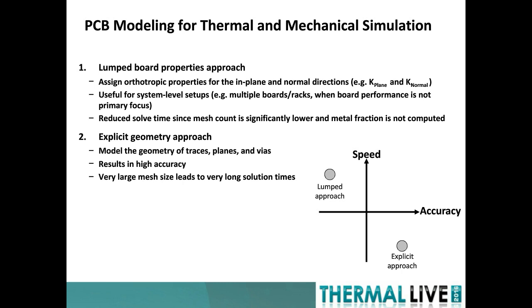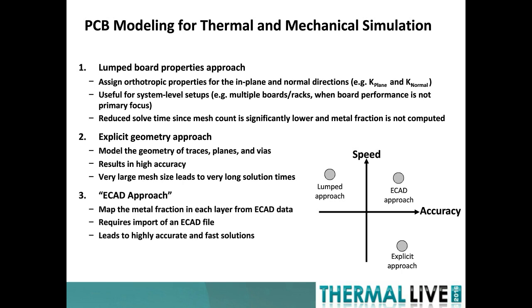A third approach is the ECAD approach, where the metal fraction in each layer is mapped from ECAD data. This approach requires the import of an ECAD file, but it leads to both highly accurate and fast solutions. So you get the best of both worlds with the ECAD approach. And I'm going to discuss this ECAD approach in more detail.